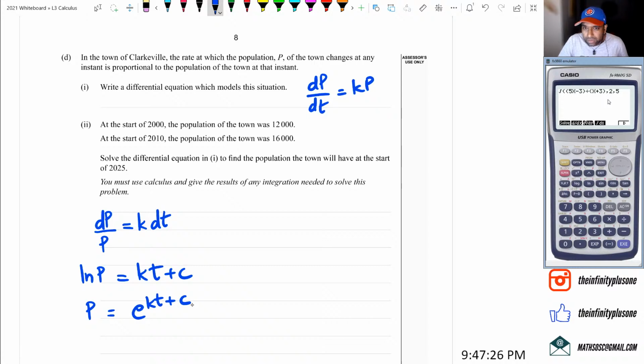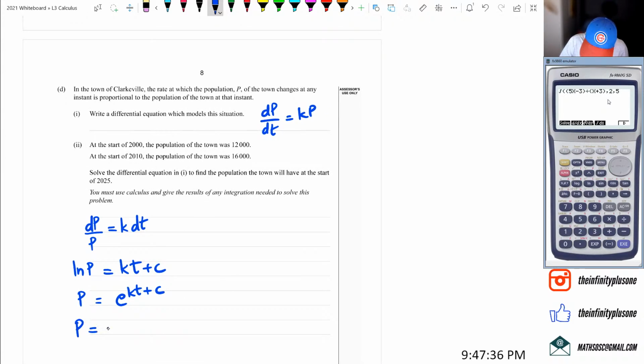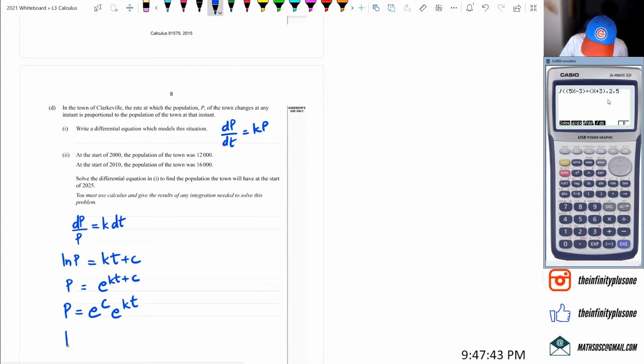Now remember with exponential indices rules, when you add two powers, the two bases are the same. So you could rewrite this as p is equal to e to the power of c multiplied by e to the power of kt. And finally, we can say e to the power of c is a constant, so we can rewrite this as Ae^(kt).